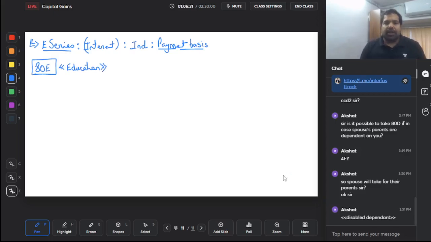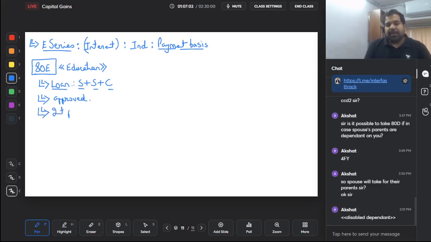And in education, guys, they say that if you've taken a loan, education loan, and not just for yourself, for self, spouse and children. Oh, so we are back with a small family. Yes, guys, 80C had a small family. It increased with parents, then siblings also, and now we are back to small family. So for self, spouse and children, if you've taken a loan, and obviously you know, guys, in the entire deduction chapter, the loan should be only from approved sources.